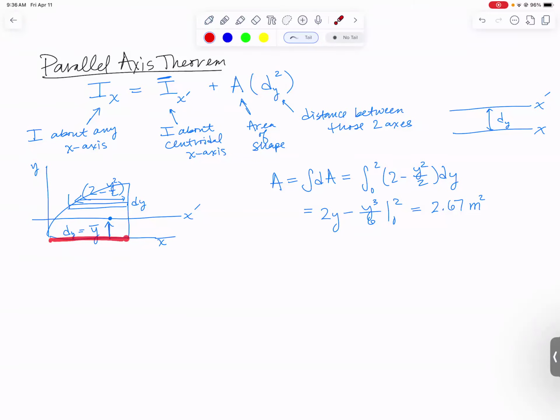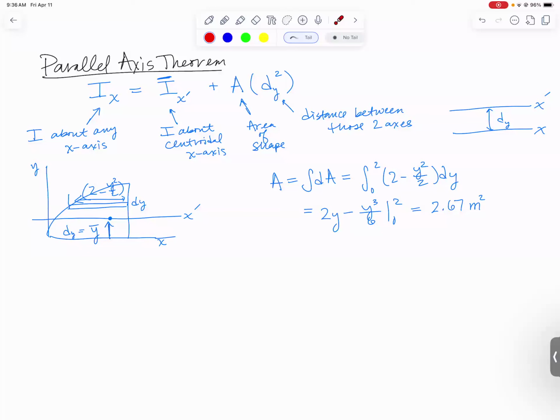Do you remember how big our shape was? It was 2 meters wide and 2 meters high. So if it had been a whole square, it would have been 4 meters squared. And this is exactly 2/3 of 4 meters squared, because the area inside a parabola is 2/3 of this side times that side. The area outside is the 1/3. You can look that up in the tables in the back of the book if you want, or you can integrate. So we found the area.